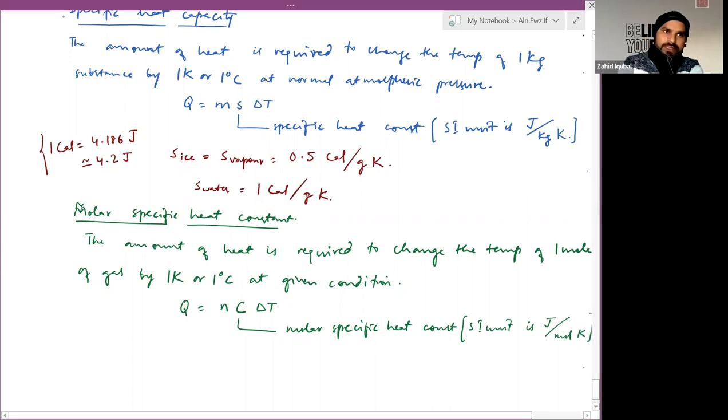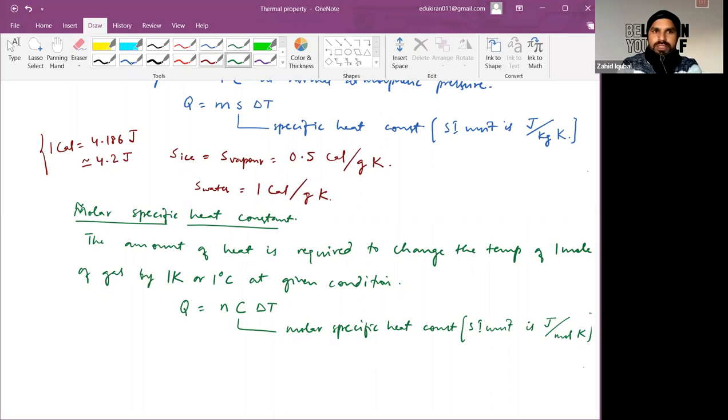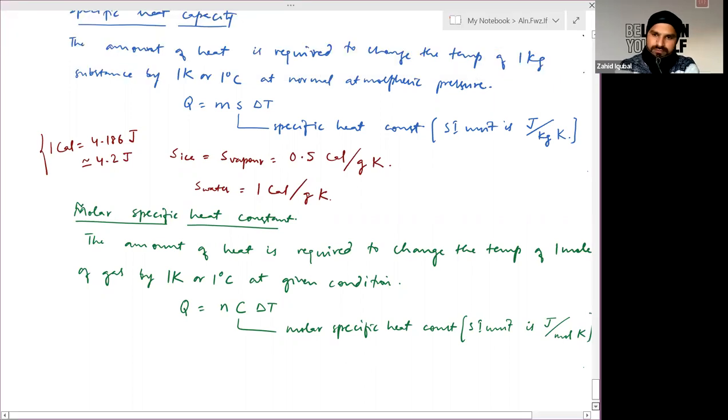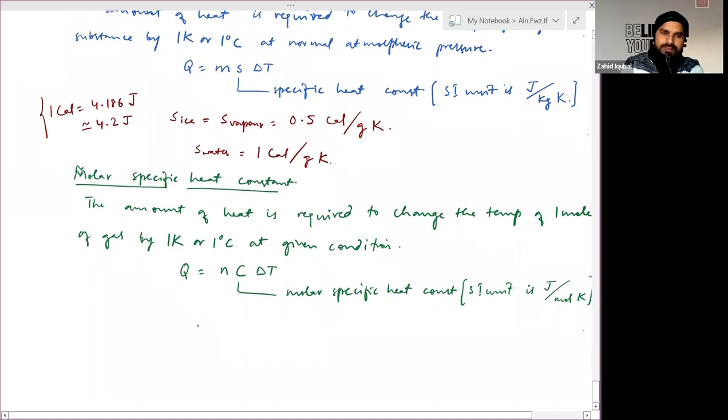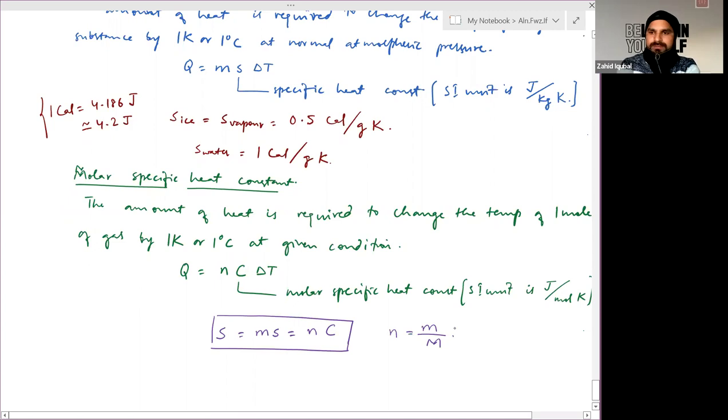Now there will be a relation between these different heats which cause a change in temperature. If you relate the heat required in all these different parts, on equating you will get S equals m times small s, which equals n times C. So capital S is the heat capacity constant, small s is the specific heat constant, and C is the molar specific heat constant, where n is the number of moles, given mass by molar mass.